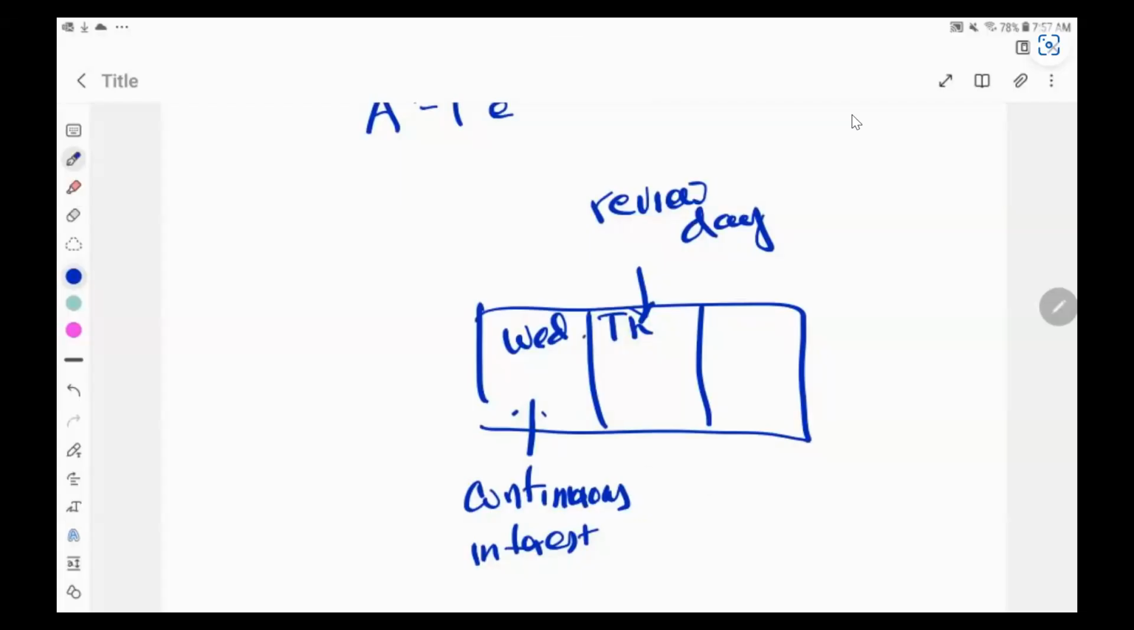So here we are today. Here we are Wednesday, and we're doing continuous interest. Tomorrow, Thursday, this is a review day of all the stuff we've done so far. So Thursday's a review day.